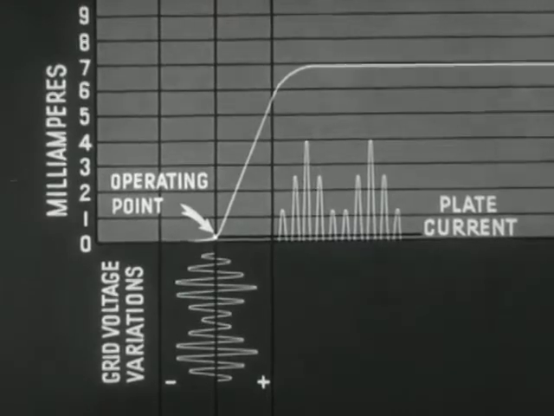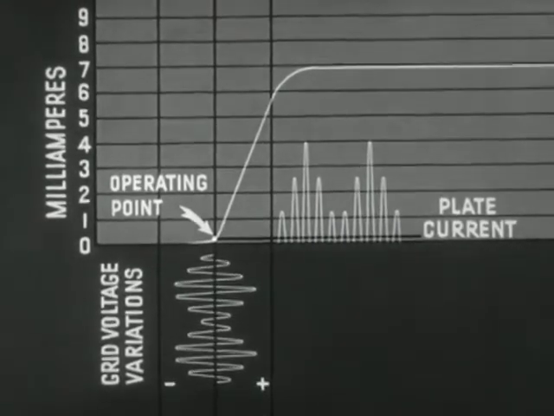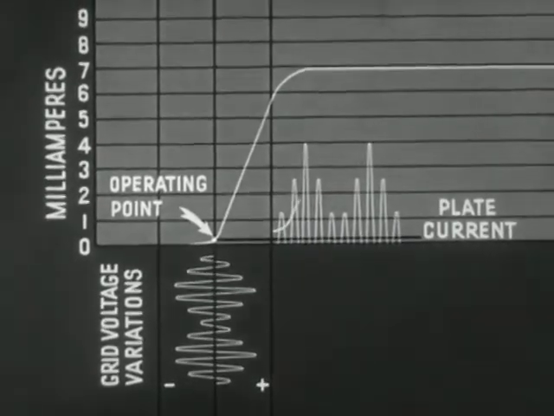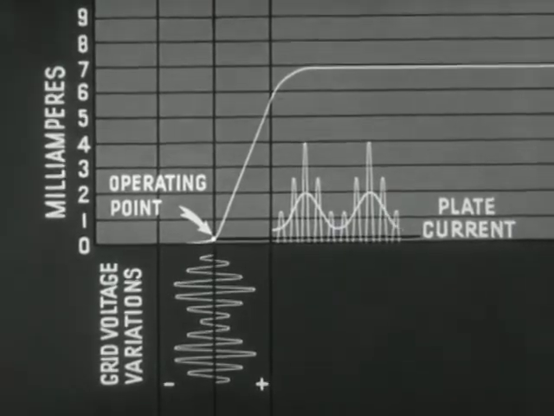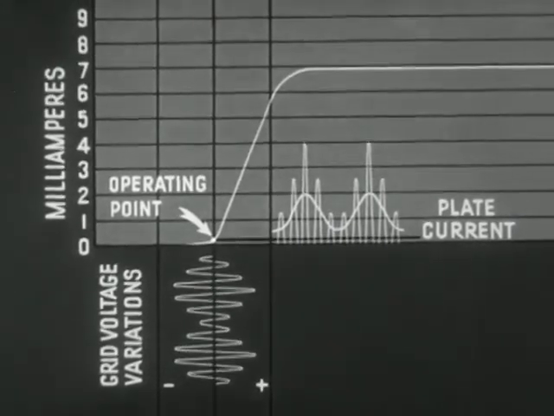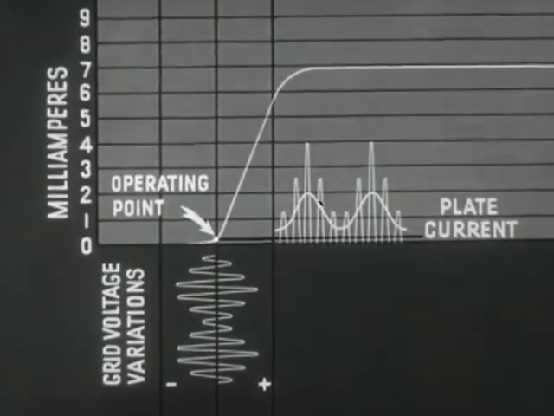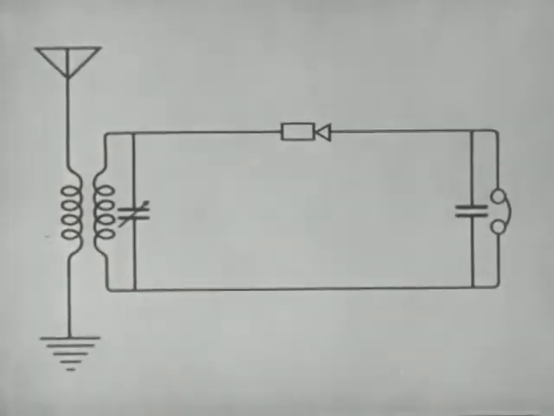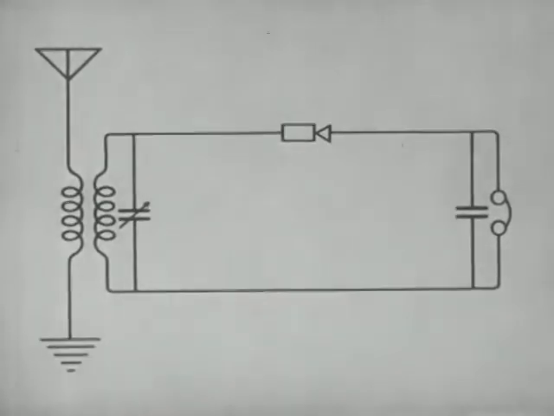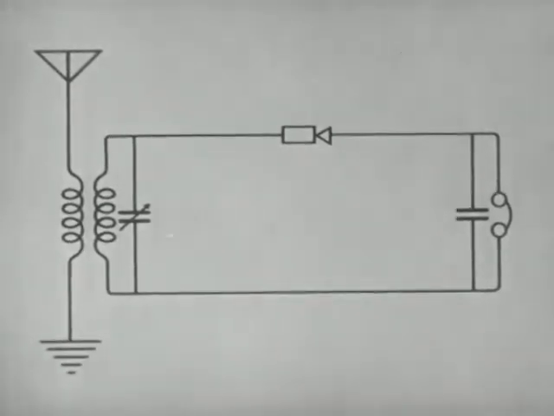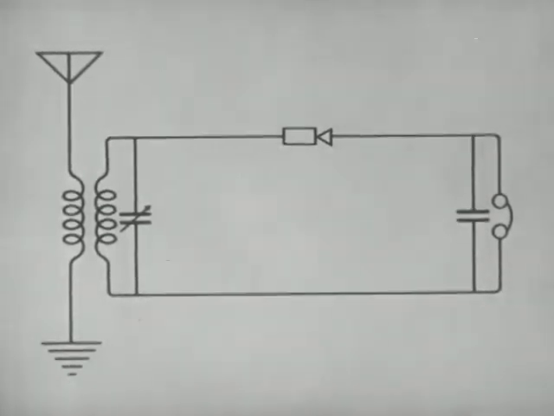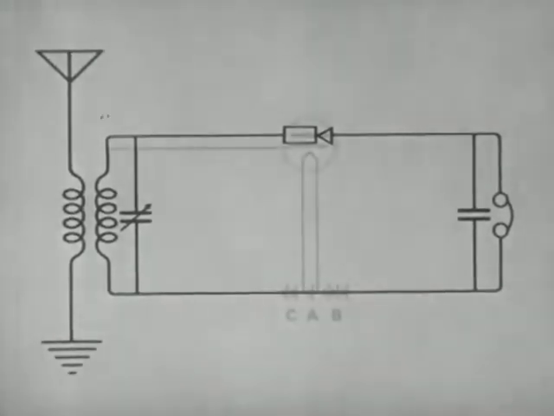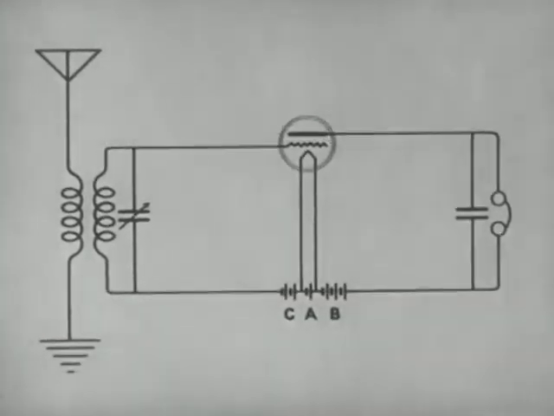The average plate current resulting from the unequal amplification of the positive and negative half cycles will be a direct current pulsating at audio frequency. Such a current will operate the earphones. Here is a diagram of a simple receiving set which uses a crystal as a detector. The vacuum tube is more efficient than a crystal because it also acts as an amplifier.